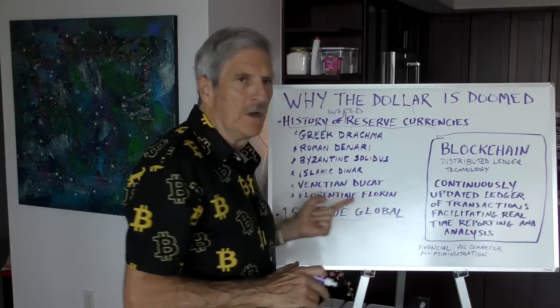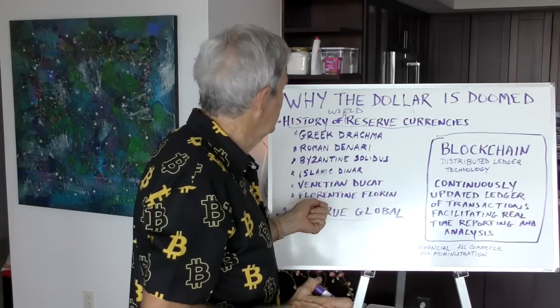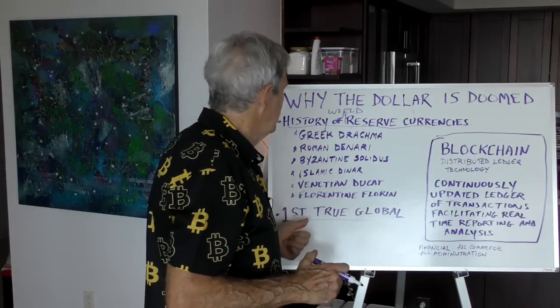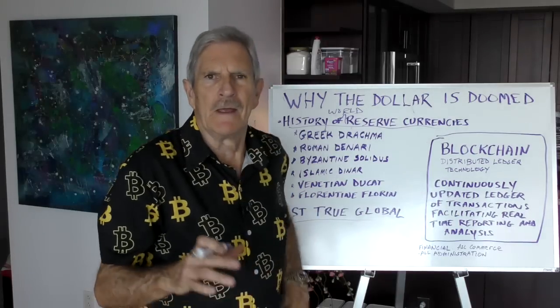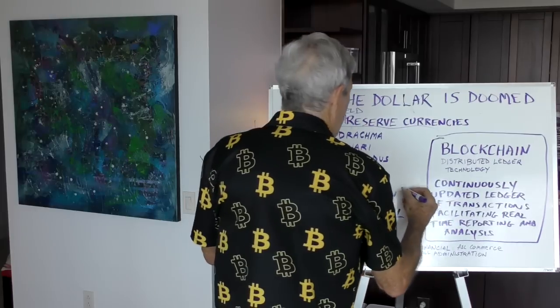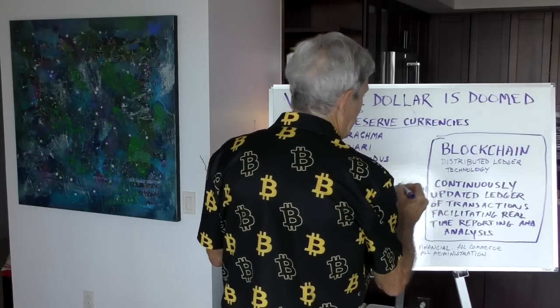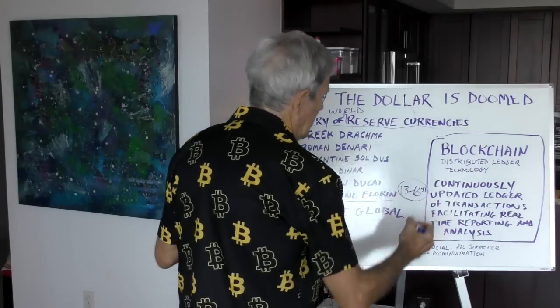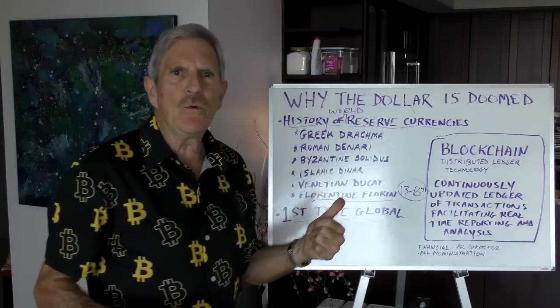Venice was the center of trade. We had Venetian bankers, and the currency that they used was the Venetian ducat. Then we had the Florentine florin, 13th to 16th century. So it had a hell of a run, the Florentine florin, 13th century to the 16th century.